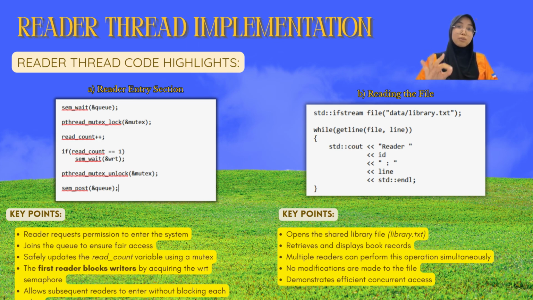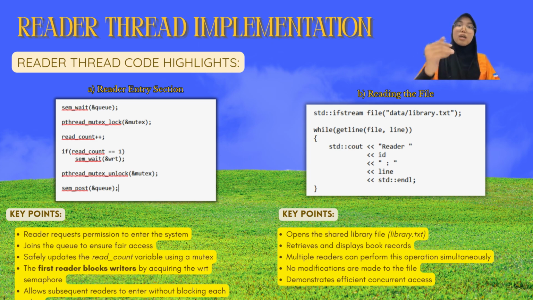Next, we lock the mutex and increment read count. The mutex here is specifically protecting this counter variable, because if two readers try to update it at the exact same moment without protection, we get a race condition. Then we check if read count equals 1, meaning this is the first reader. We call sem_wait(&wrt) to block any incoming writers. After that, we unlock the mutex and release the queue semaphore so other readers can also enter.